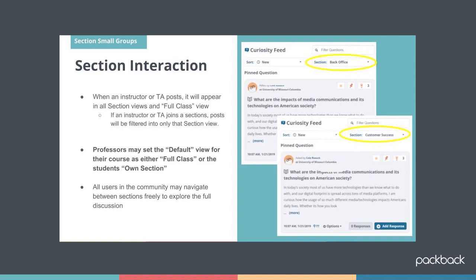The other option that you have available to you is setting the default view as the student's own section. If you choose that option, when the students enter the community, they will see the dropdown as we just talked about, but by default, they'll see only posts from students in their own section as well as the TA and professor.